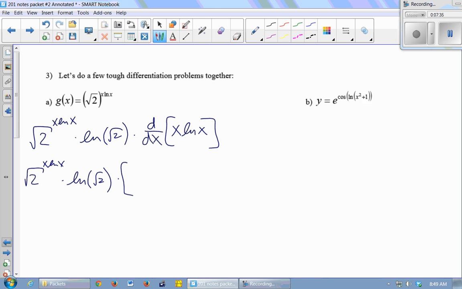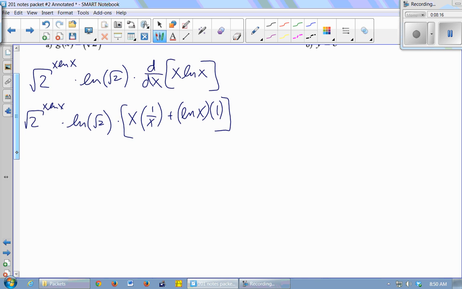And what rule do I have to use to take the derivative of x times the ln of x? Product rule. X times the ln of x, that's a product. So I have first times the derivative of the second. What's the derivative of ln x? 1 over x. So first, I didn't change anything at all. The first function in this product is x. Just copy that down. Times the derivative of the second. The derivative of ln x is 1 over x. Plus the second times the derivative of the first. And the derivative of the first function in this product is 1.